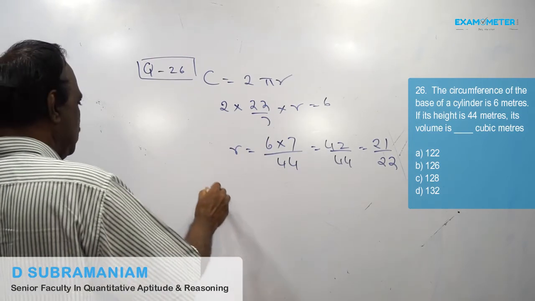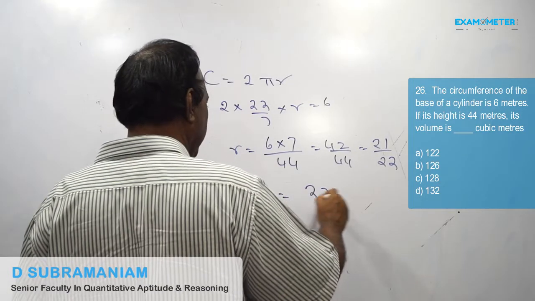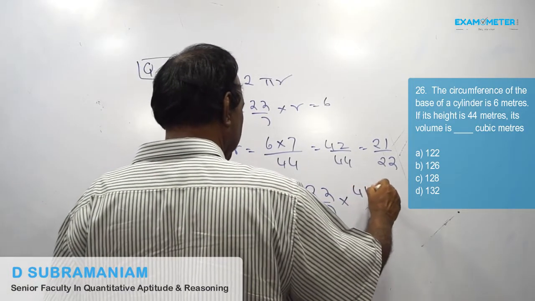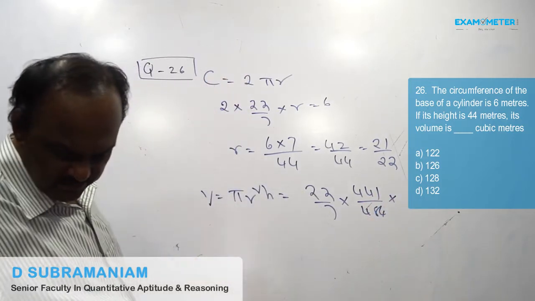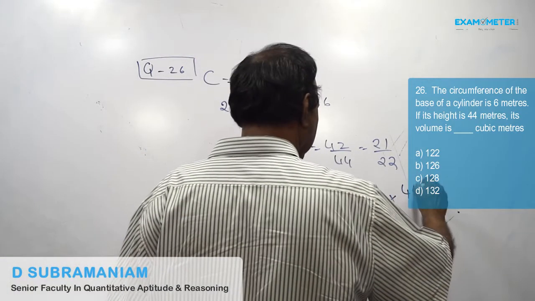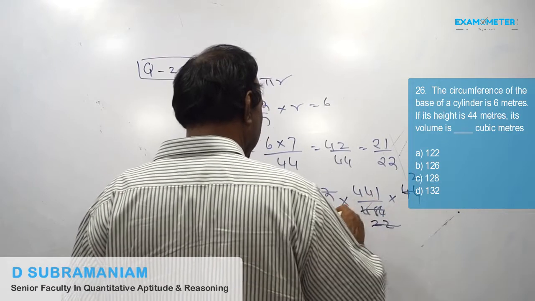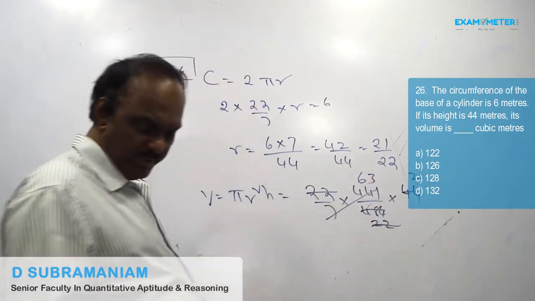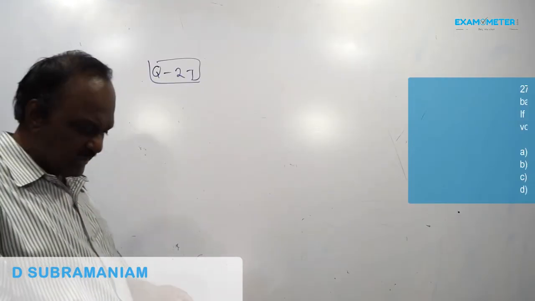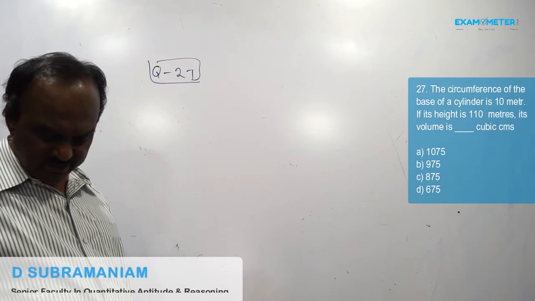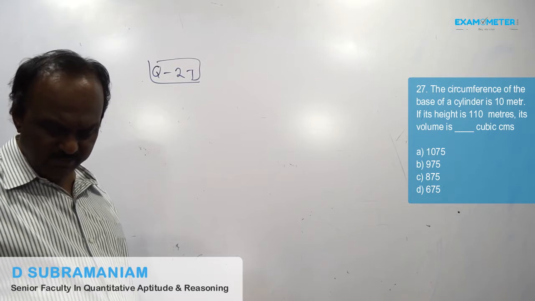So volume is equal to pi r square h. Pi value into r square, height is given as 44. So answer is 126. The circumference of the base of a cylinder is 10 meter. If its height is 110 meters, its volume is how many cubic meters?